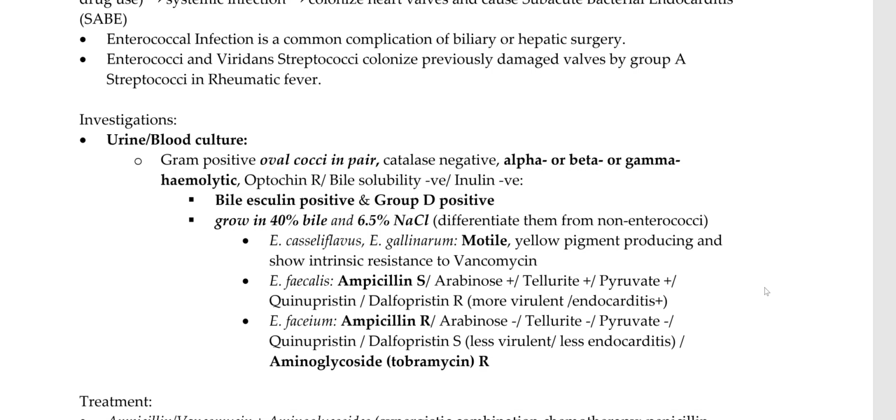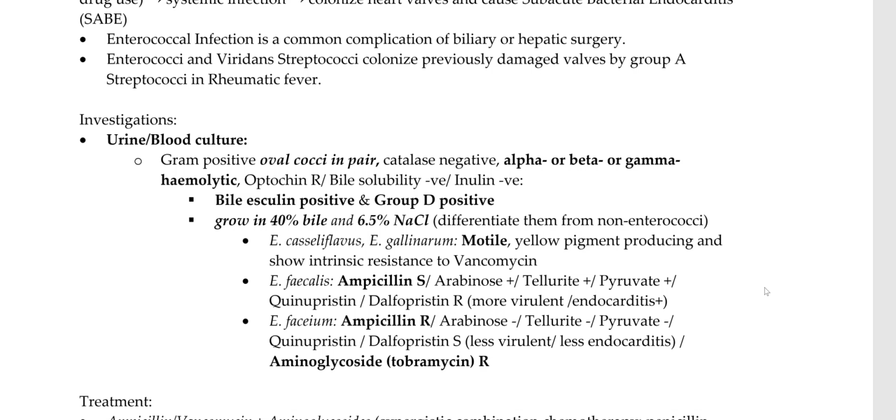Pneumococcal tests are negative, that is, optochin resistance, bile solubility is negative, and inulin fermentation is also negative. Then we will do bile esculin test and group D test, which have to come positive. And to differentiate it from non-enterococcal group D positive and bile esculin positive cases, there are two tests. It can grow in 40% bile and 6.5% NaCl. These are very extreme conditions. So these are resistant bacteria.